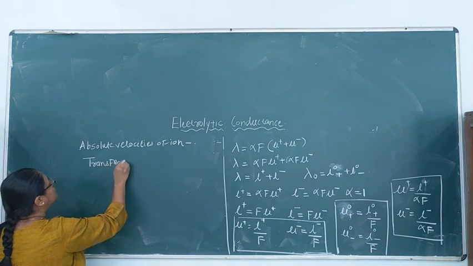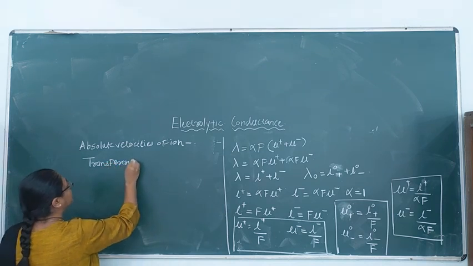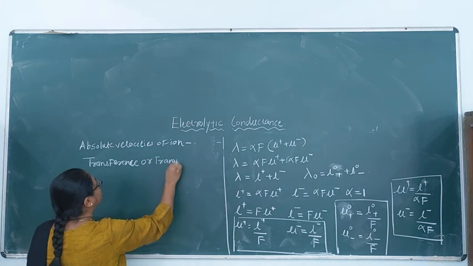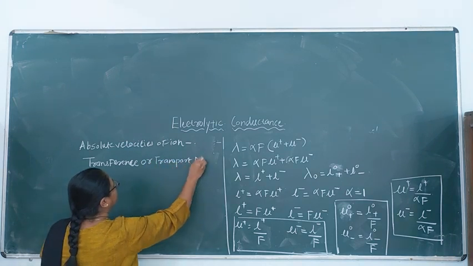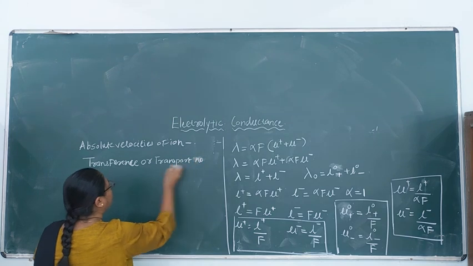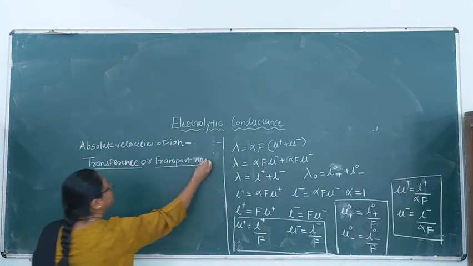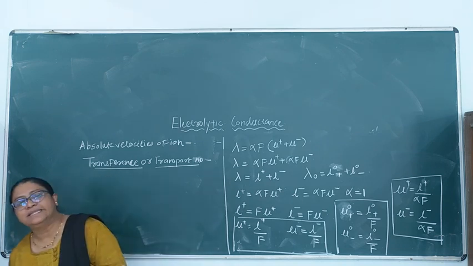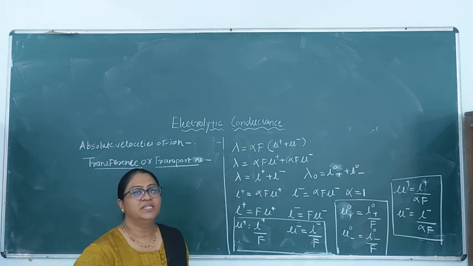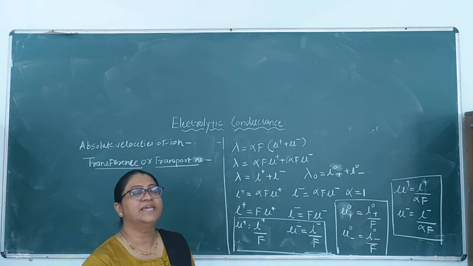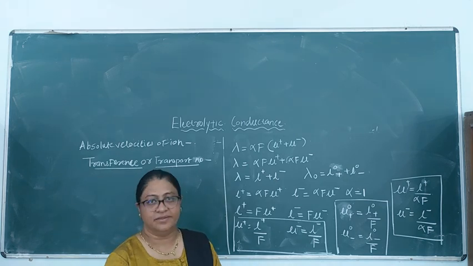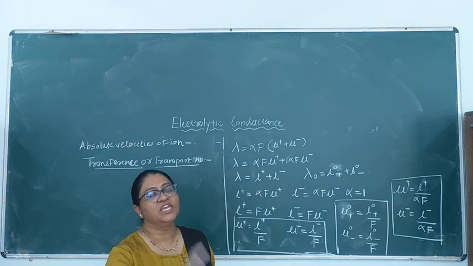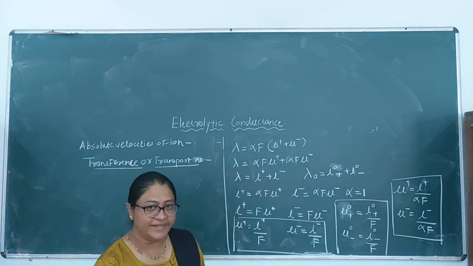The next concept is the transference number, also called the transport number. Now what is this exactly? From the Kohlrausch law we have seen that every ion migrates independently of its co-ion, and contributes a definite share to the total equivalent conductivity of that electrolyte.